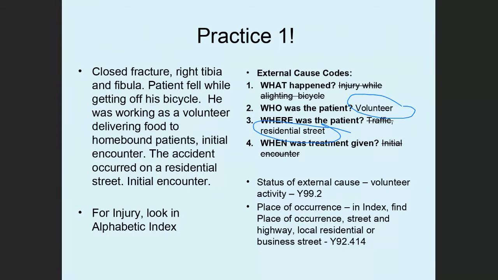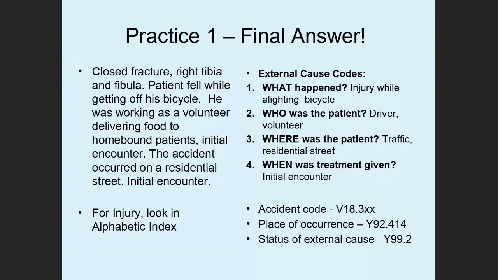Y99.2. Place of occurrence, look up place of occurrence, street and highway, local residential or business street, Y92.414. So the final answer for this is an accident code, V18.3XXA, place of occurrence, Y92.414, and status of external cause, Y99.2.